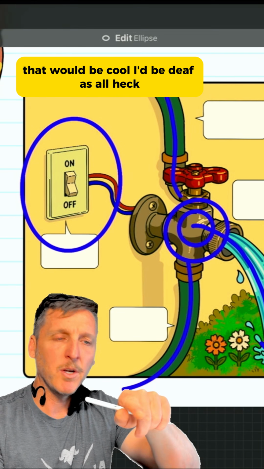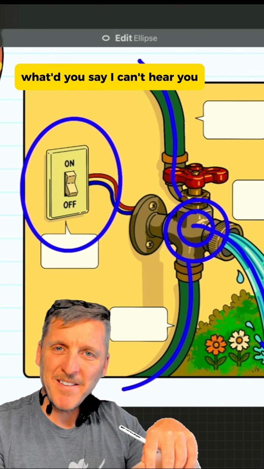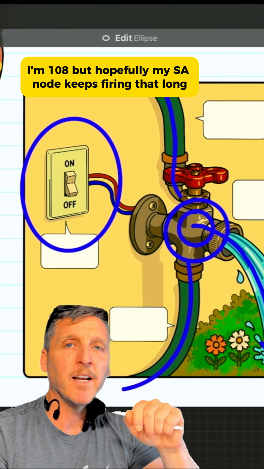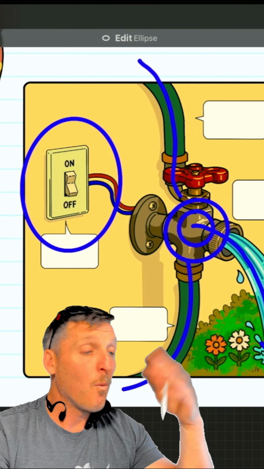So your SA node is just doing this for, hopefully, I don't know, I want to live to 108. That would be cool. I'd be deaf as all heck. What'd you say? I can't hear you. I'm 108. But hopefully my SA node keeps firing that long. That would be cool. Wow, tangent.